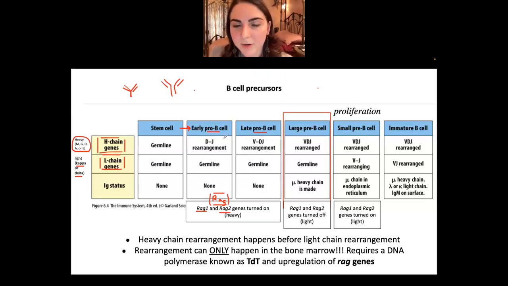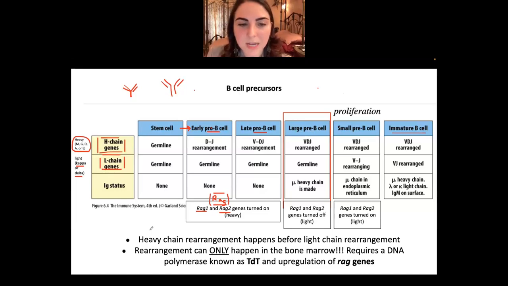So the heavy chains get rearranged, then the light chains are going to start to get rearranged. And then we have our fully rearranged antibody, and we have our immature B cell that can now go and see if it can pass positive and negative selection. Okay. So the steps are pro-B cell, pre-B cell, and then immature B cell.